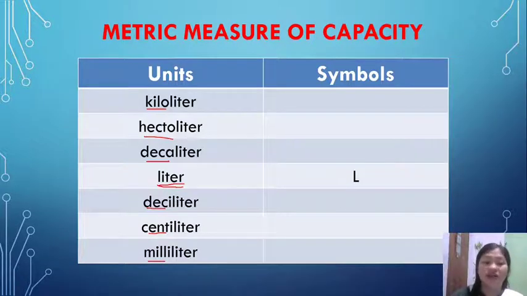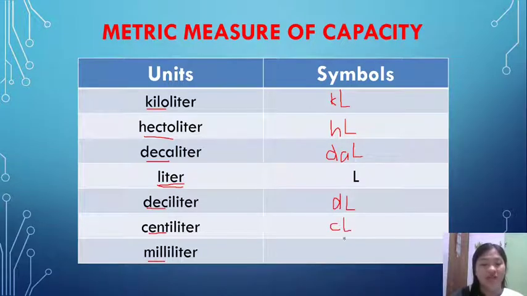So as you can see, liter has a capital letter L for its symbol. And let's do the same. Let's have KL for kiloliter. Hectoliter is HL. That's right. How about deca? So deca is DA. And then you put L. Liter is capital letter L. Deciliter is DL. Centiliter is CL. Milliliter is ML. But for measuring capacity, the widely used units are the kiloliter, liter, and milliliter. The others are seldom used.